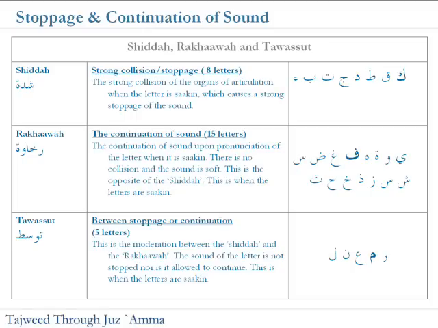And it's quite a soft sound. And then we have those in between, so they're neither a strong collision or a soft continuation of sound. This is a moderation between the strong collision and the continuation of sound. The sound of the letter is not stopped, nor is it allowed to continue. Okay, and again, this is when the letters are sakin. So if we take the meem, it'll be am, am. So we have ak, af, am. So they're the three different types of characteristics that we have.